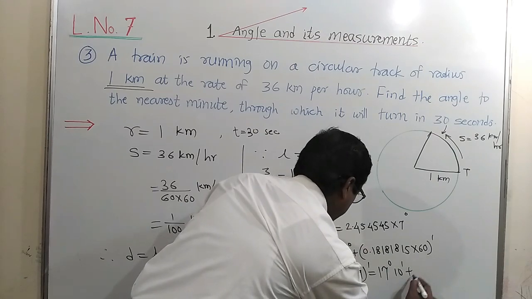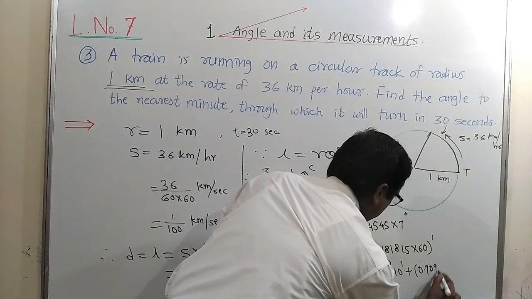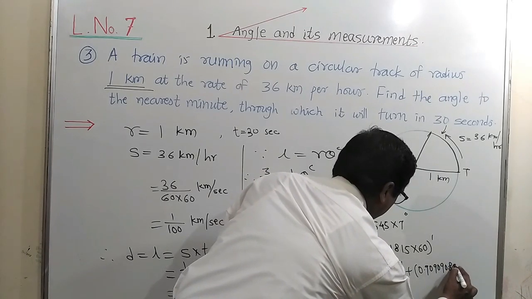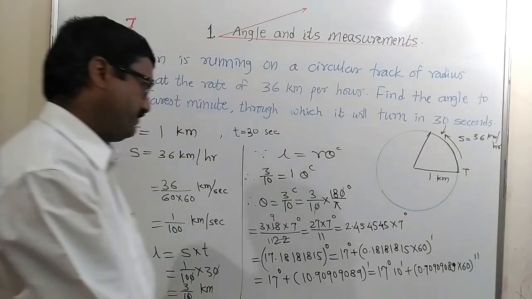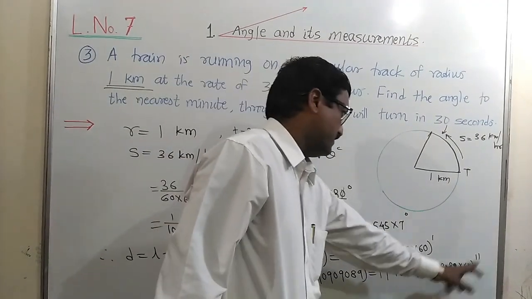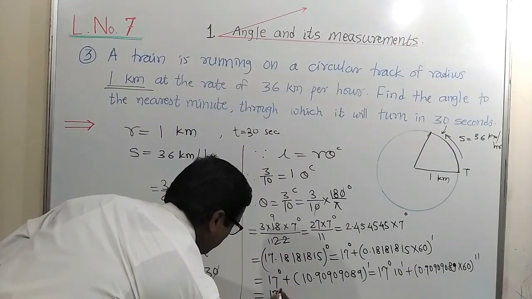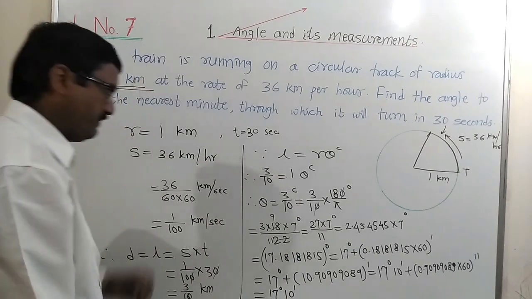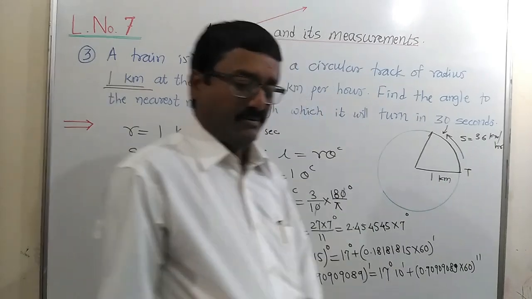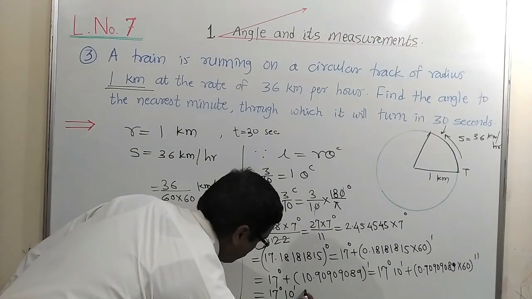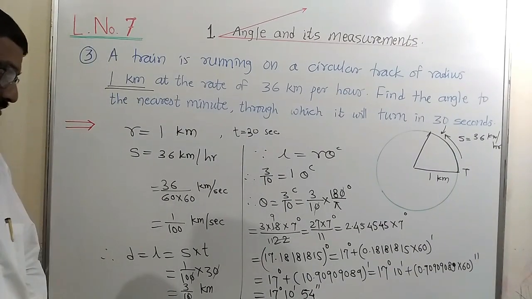Plus 0.909090 into 60 seconds. If you multiply this decimal with 60, then you will get the seconds. So it is equal to 17 degree 10 minutes and the multiplication of 60 and this 0.9, it will be about 54. So approximately it is about 54 seconds.